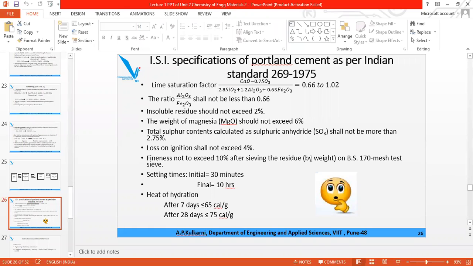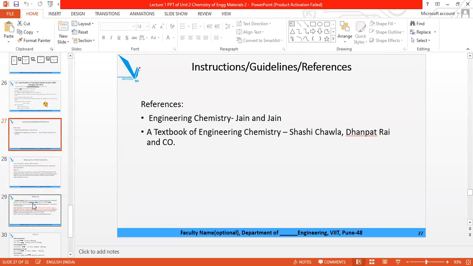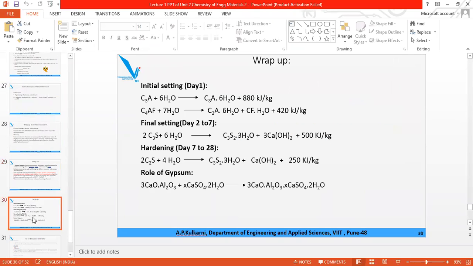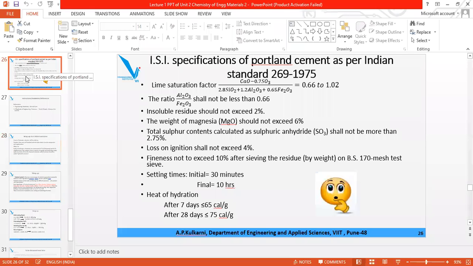Just 2 minutes, take this. Remember the reaction. Initial setting. What are the reactions? These are the books. This is the wrap up. We have learned about the Portland cement. These are the reactions: C3A, C4AF, C3S, C2S, and role of gypsum. All these reactions are very much important, as well as the ISI specification.